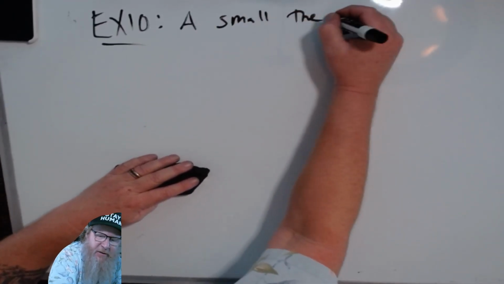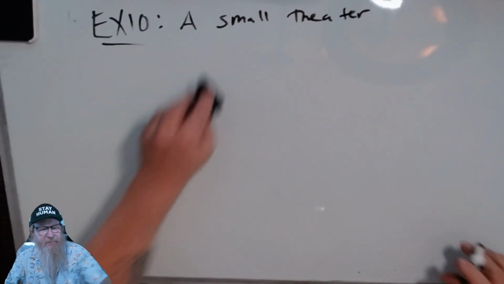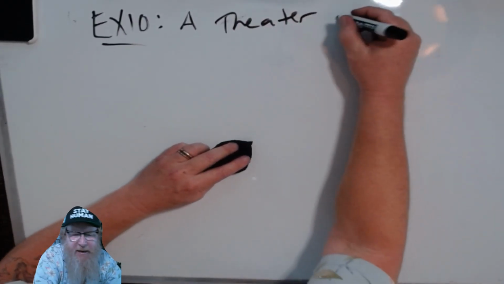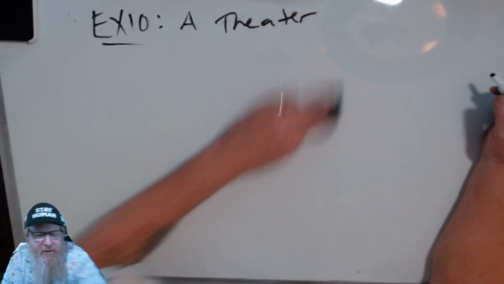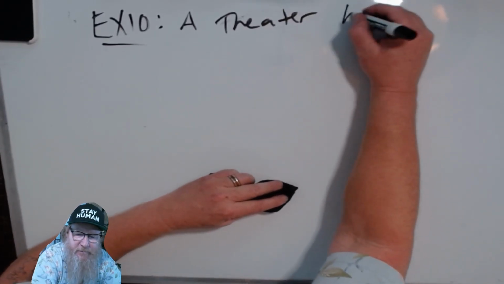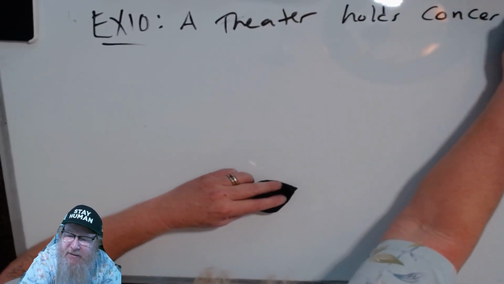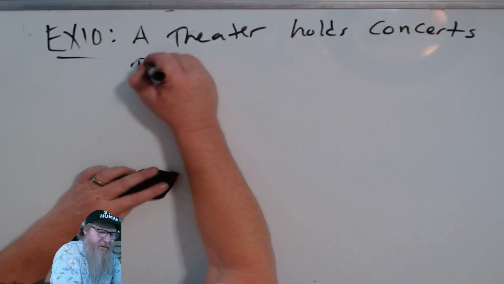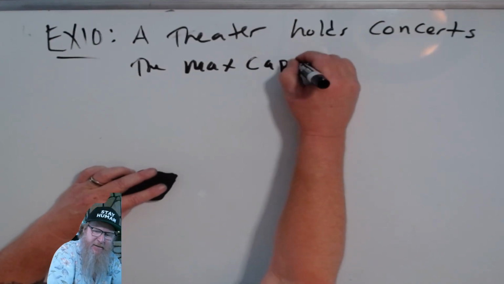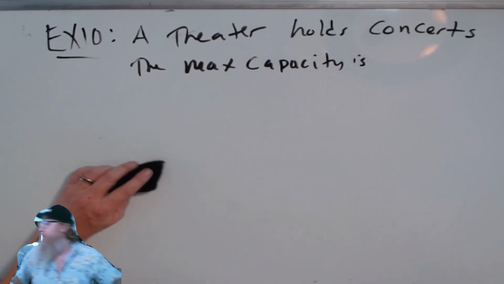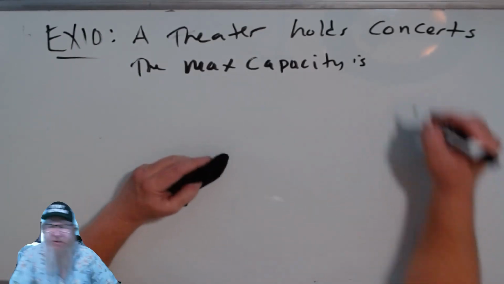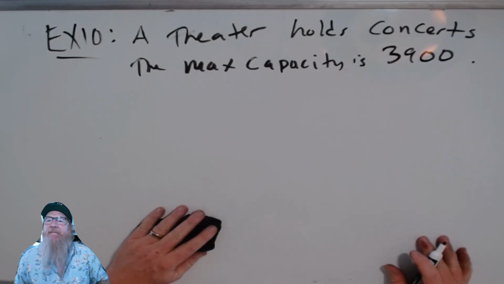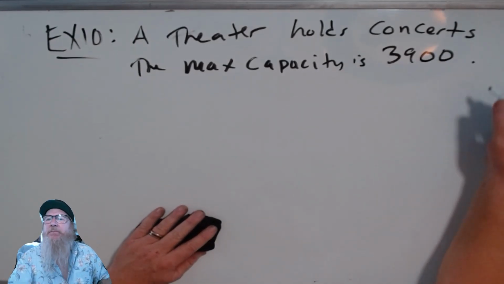So a theater, where can we make it? Let's put it on a theater that holds concerts. So it's a big theater, a concert hall. The maximum capacity is 3,900. I guess it's kind of small. Medium size, I don't know what you call that. 3,900 people.